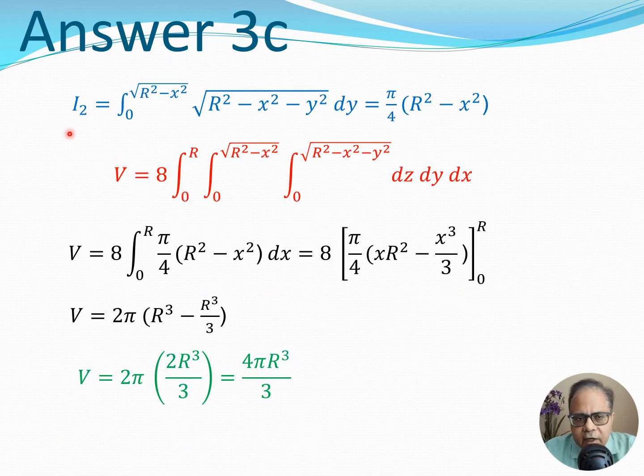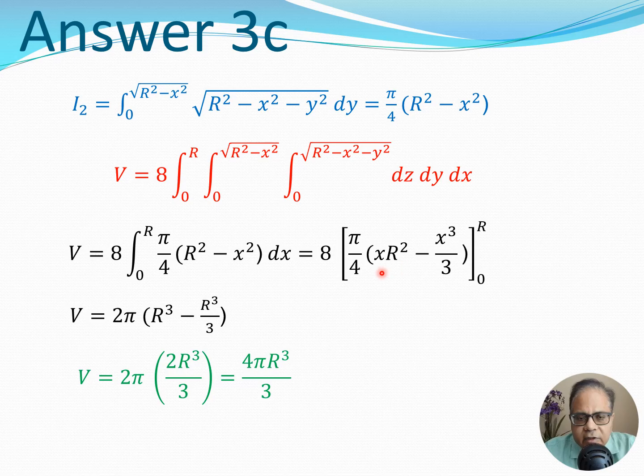Now we have calculated the value of the I2 integral. So this integral has come out to pi by 4 r square minus x square. Now we go back to our volume expression here. We have calculated some of these integrals with respect to dx and dy. So now what we are left with is pi by 4 r square minus x square, and so this is the last integral I need to find, and this is with respect to dx. So this is very easy to find.